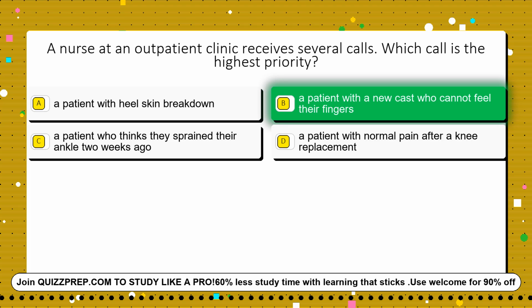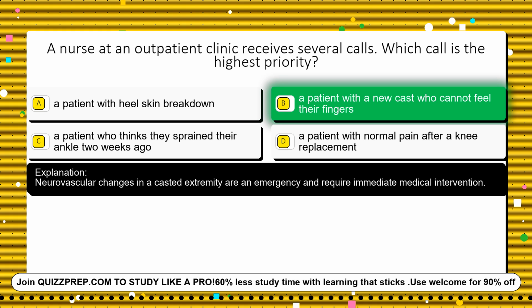The correct answer is option B. A patient with a new cast who cannot feel their fingers. Neurovascular changes in a cast extremity are an emergency and require immediate medical intervention.